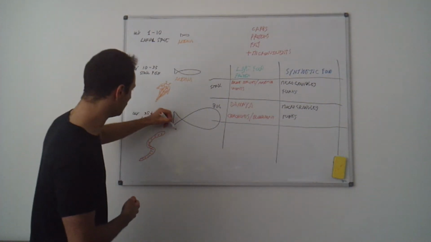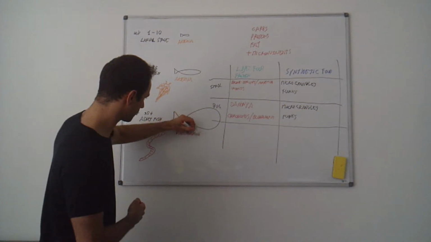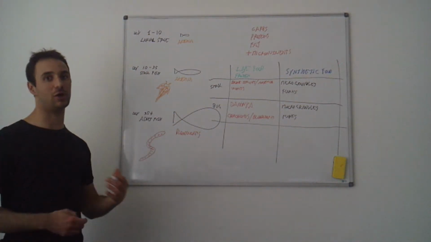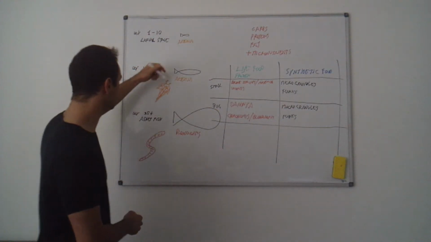So here we have bloodworms. And if the small fish is small but not as small, so it's big enough, it's very good to feed also this kind of fish.